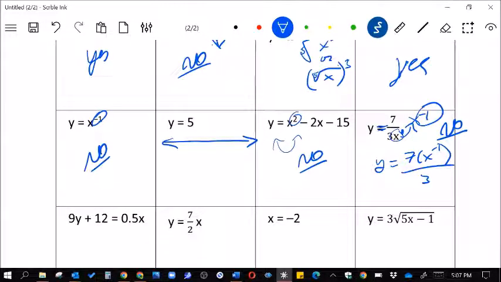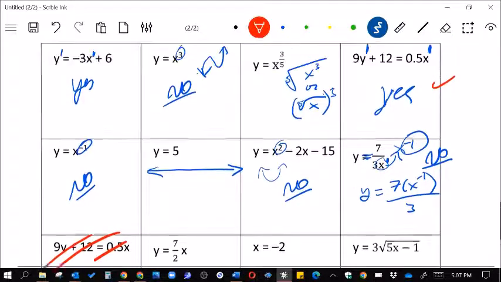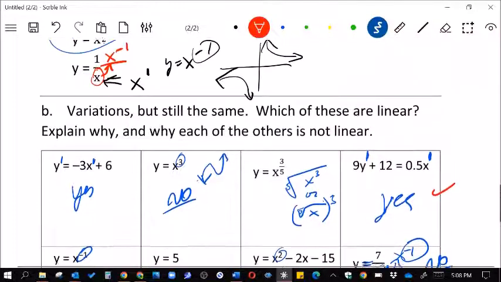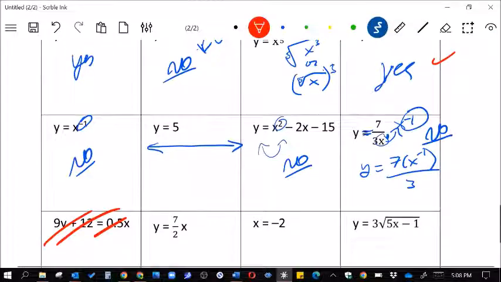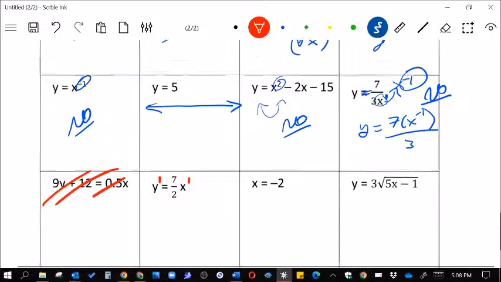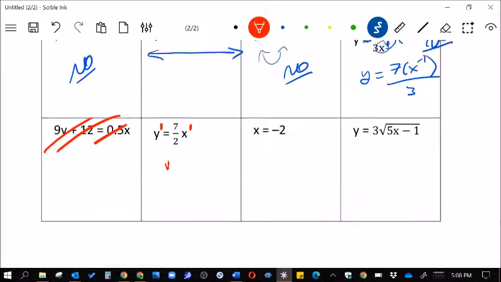All right. This one here is a repeat from this one. So do it on your own if you wish to. Make sure you understand why the other one is yes, a linear equation. Okay, now here, y equals 7 over 2 times x. The exponents are still the same. Therefore, it's nonlinear.